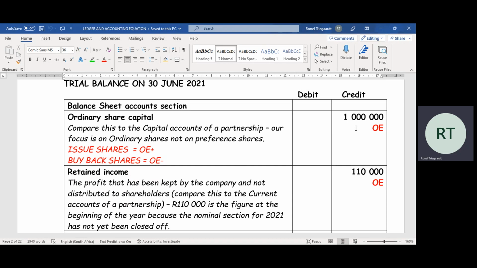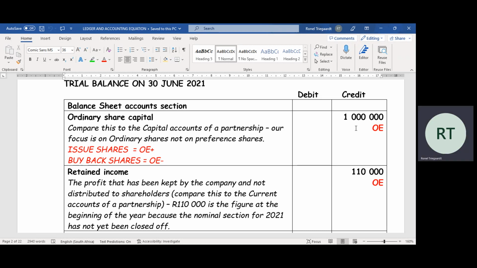And a maatskappy kan die maatskappy sê, I don't want everybody to be shareholders anymore. Let's say that Tristan is a shareholder of our company. He wants to sell his shares. Then we, the company, because we are in the eyes of the law, we are the person. We, the company, can buy back his shares. Yes.